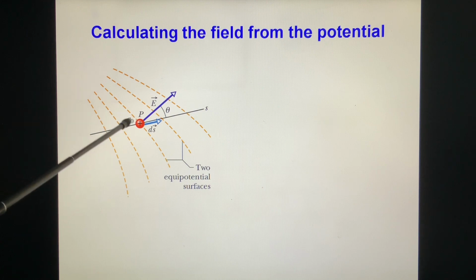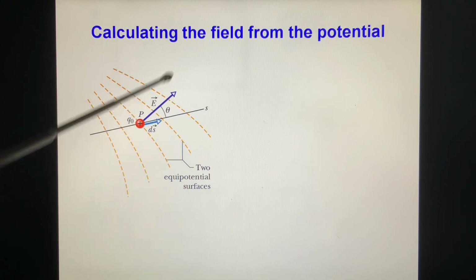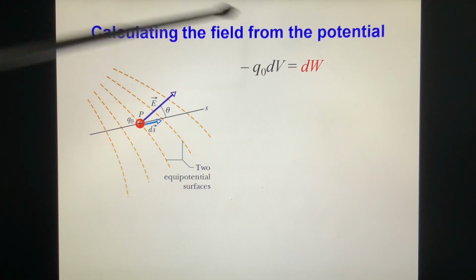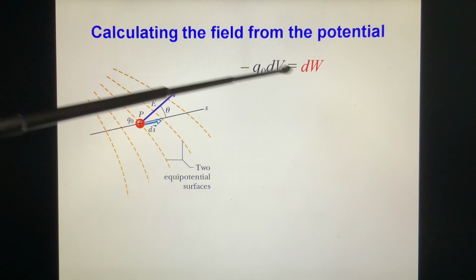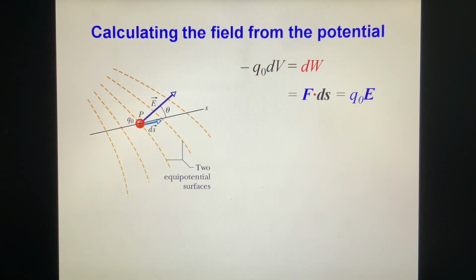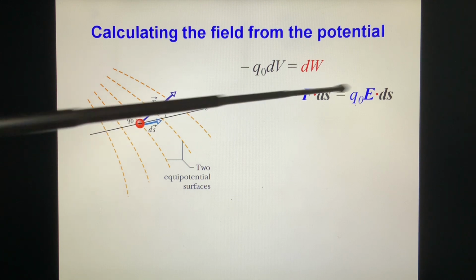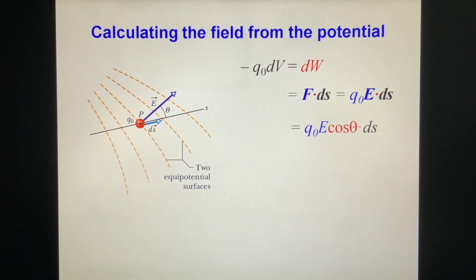Now reverse: calculating the field from the potential. A charge Q0 is moving in an electric field. Here is a differential displacement ds at this location, and this is E. The angle between ds and E at any point is theta. When you move, the work done is dW equals minus Q0 dV. Also dW equals F dot ds, where F equals Q0 E. This equals Q0 E cosine theta ds, and the cosine theta can change depending on direction.